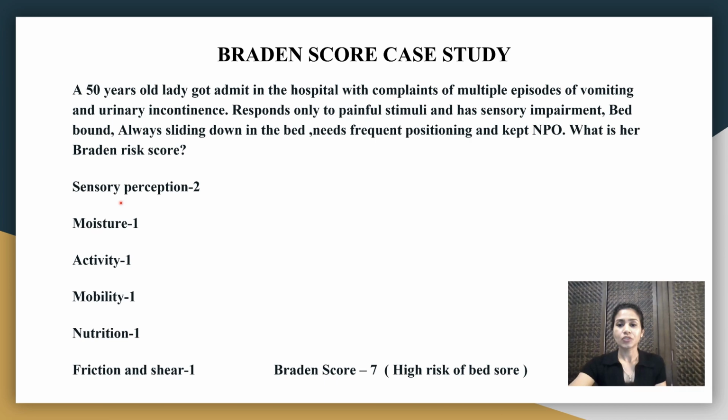And sensory perception, here as it is mentioned, the patient responds only to painful stimuli. I gave a score of 2 and also has sensory impairment. Moisture, here it is stated the patient is with urinary incontinence. So the patient will be completely moist. So I gave a score of 1 for moisture. Activity, here it is clearly mentioned patient is bedbound. So I gave a score of 1.